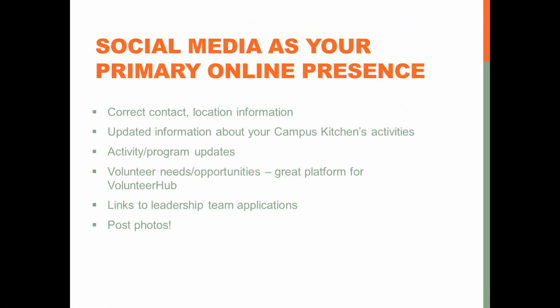So then the next slide, social media as your primary online presence. Since most campus kitchens don't have websites, your social media accounts are your primary and maybe your only online presence. And so it's really important to have the correct contact and location information so people and volunteers and people in your network know where to find you. It's the place where you post all your updated information about your campus kitchens activities, what's going on, any program updates, and it's also a great place to post volunteer needs and opportunities.